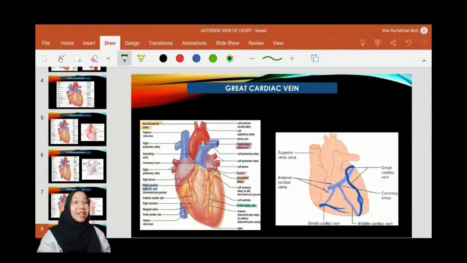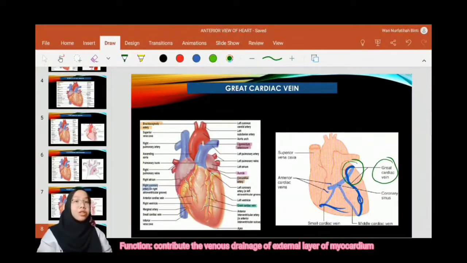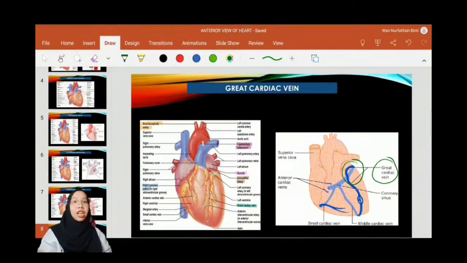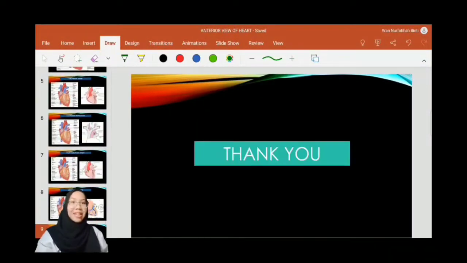Last is the great cardiac vein, also called the anterior interventricular vein. It is a large blood vessel found on the anterior surface of the heart. The main function is to contribute to the venous drainage of the external layer of the myocardium. So that's all from me.